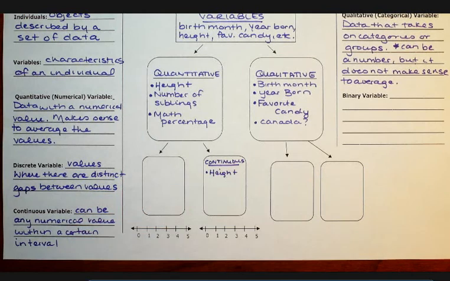Our other variable we have is number of siblings. The number of siblings possible are 0, 1, 2, 3, 4, so on and so forth. It is not possible to have 1.5 siblings. It's not possible to have 1.25 siblings. So there are definitely gaps between the possibility of numbers. So this would be considered a discrete variable.